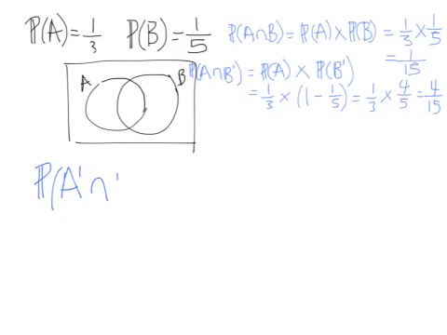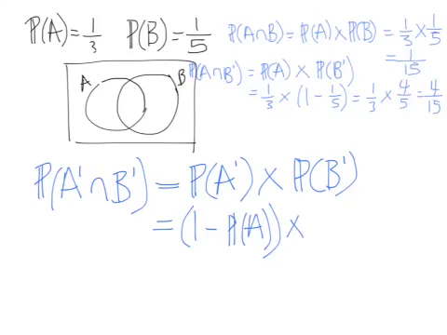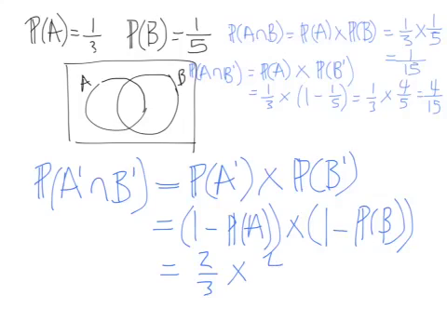And finally, we're going to find the probability of not A intersection not B. Again, because A and B are independent, not A and not B are also going to be independent. So this is the probability of not A multiplied by the probability of not B. So that is going to be 1 minus the probability of A multiplied by 1 minus the probability of B. So that's 1 minus a third is 2/3 multiplied by 4/5 that we found before. So altogether that's 8/15.